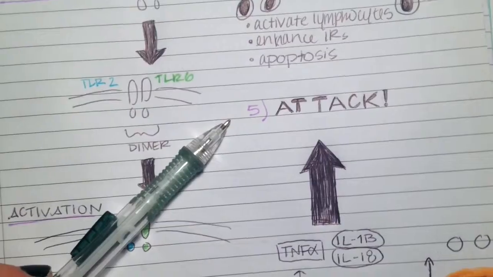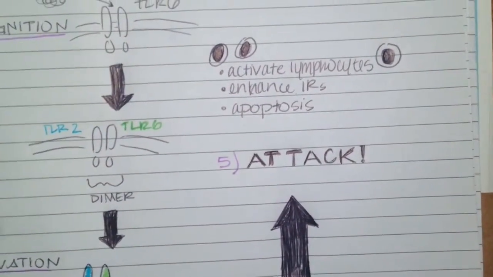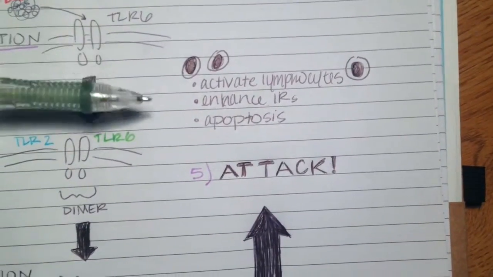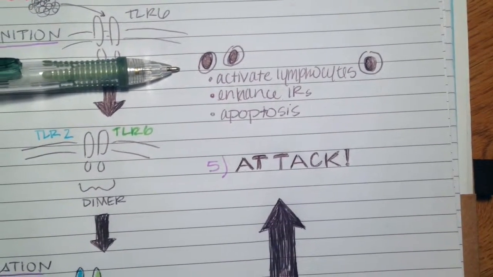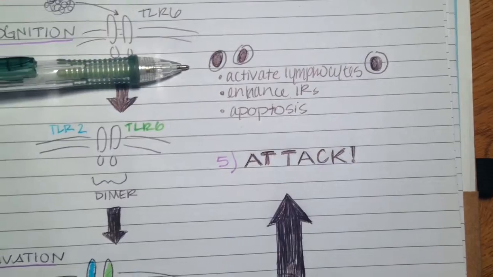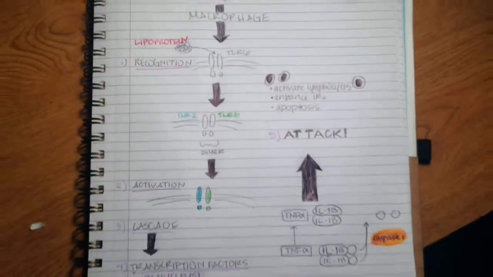So, TNF-alpha and IL-1B and 1A have their own independent functions in the immune system, but the 3 most important functions they have are enhancing immune responses, inducing programmed cell death, or apoptosis, and activating immune cells such as lymphocytes. The lymphocytes can then attack and hopefully destroy the bacteria that activated the TLR6 in the first place.